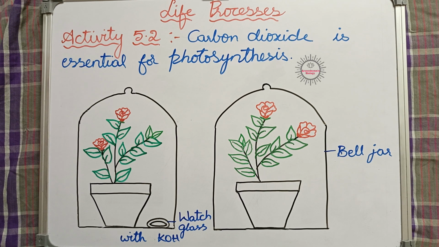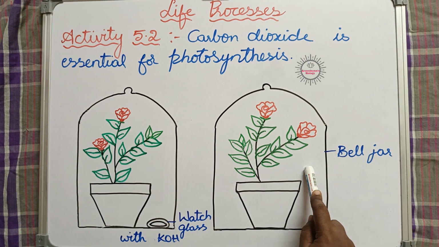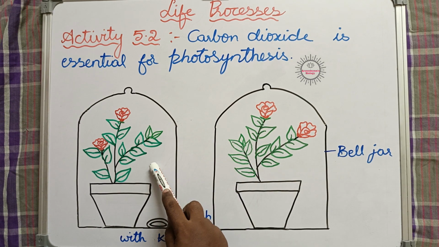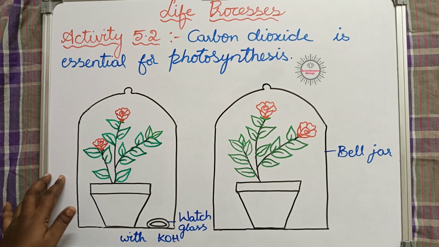When we apply iodine solution, the leaf from this potted plant will turn blue black, indicating that it has starch. That means it performed photosynthesis. And the leaf taken from this other potted plant will not turn blue black. Why? Because it does not have starch in it. Why? Because it did not perform photosynthesis. Why did it not perform photosynthesis?